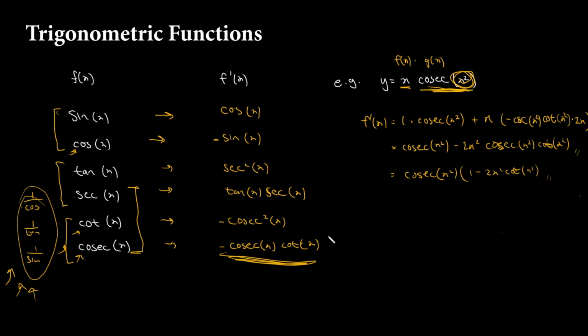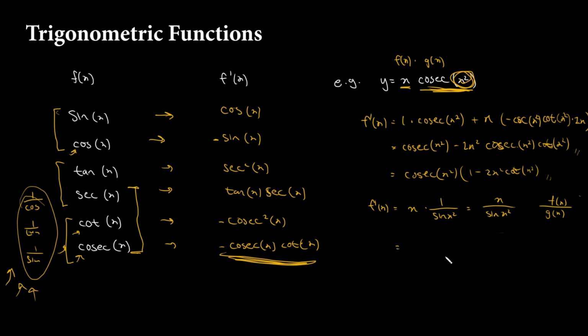But if you're in an exam and you just forgot this rule, you can always change this to 1 over sine. That might make it easier for you to do. So let's try that. We convert cosecant x squared into 1 over sine x squared. And this will give us the equation x over sine x squared. And this, obviously, is a function on top of another function, and so we use the quotient rule.